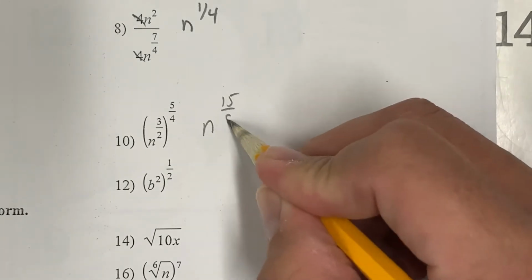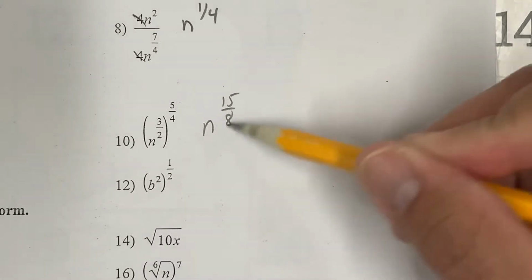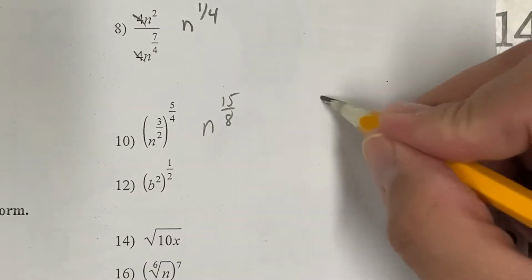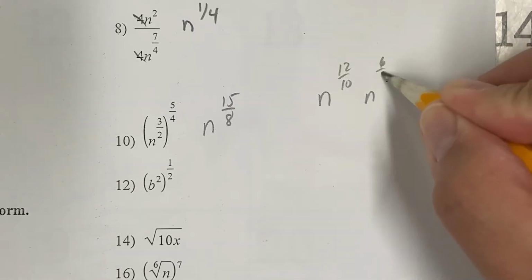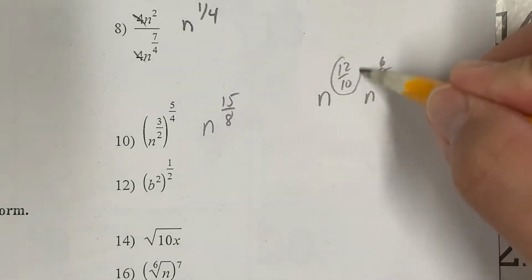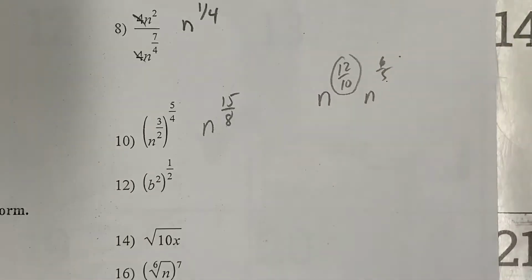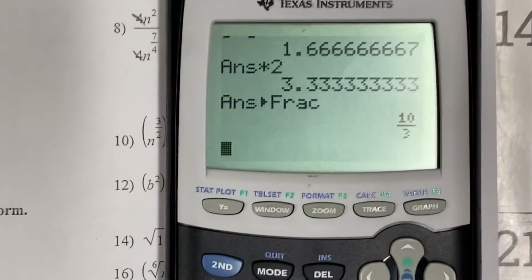2 times 4 is 8. So that's the answer. You cannot simplify it anymore. Okay? If it happens to say the answer is 12 over 10, then you know that it will be 6 over 5. Okay? Because you can still reduce the 12 over 10 to 6 over 5. But if you're using the calculator, it will automatically reduce it for you.